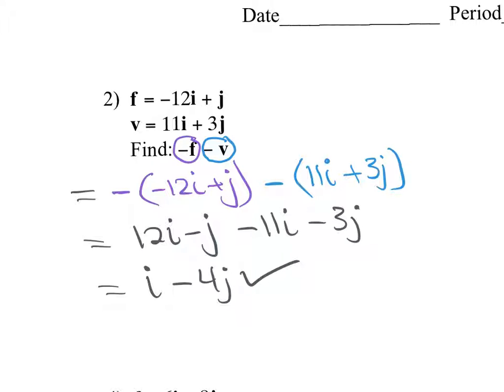And then combine the like terms. The two i terms are 12 and -11, and that's going to be +1i. The j terms are -1 and -3, combined would give us a negative or minus 4j. So i minus 4j is your answer.